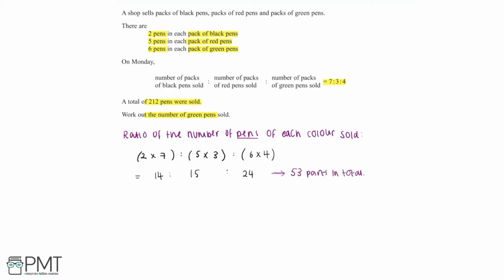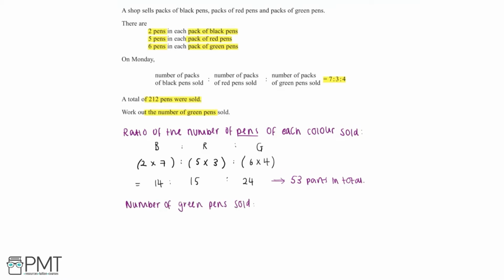Well, now we can use this ratio of the number of pens of each colour sold in order to find the number of green pens that were sold. We're told that a total of 212 pens were sold, and so the number of green pens sold was a fraction of this amount. We need to find the proportion of green pens that were sold. Now looking at our ratio, green has 24 parts, and this is out of a total of 53 parts, and so the proportion of the number of green pens sold is 24 divided by 53.